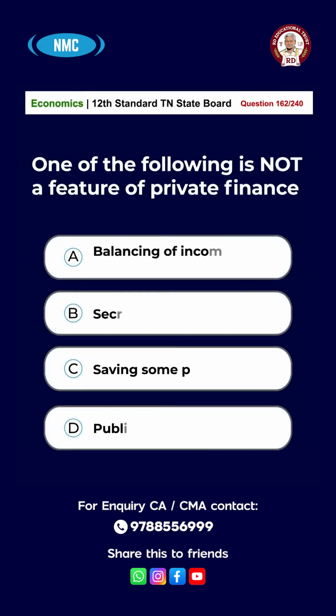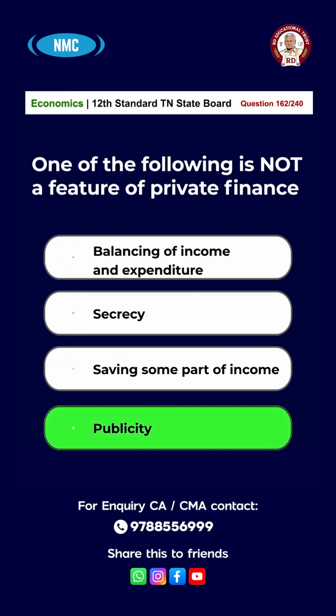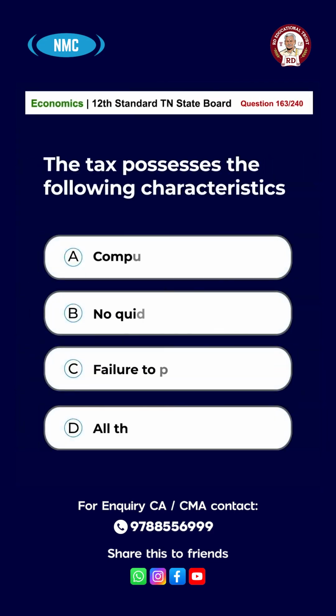Question number 162. One of the following is not a feature of private finance. A. Balancing of income and expenditure, B. Secrecy, C. Saving some part of income, D. Publicity. The answer is option D. Publicity.